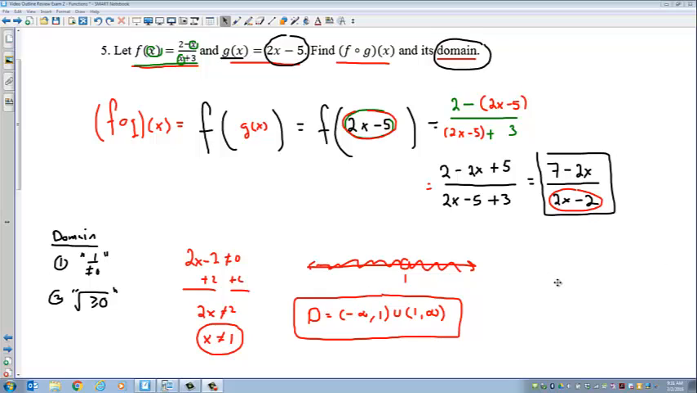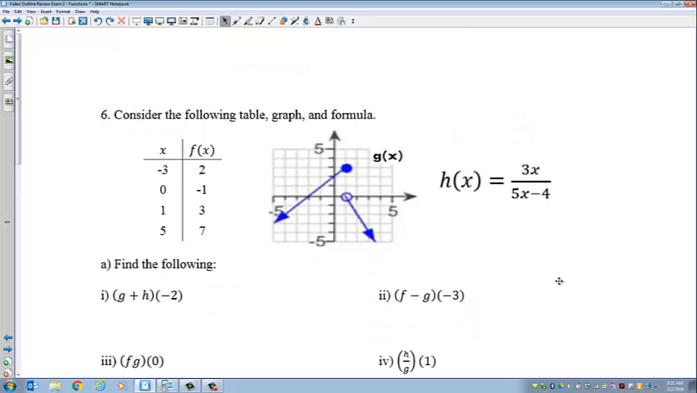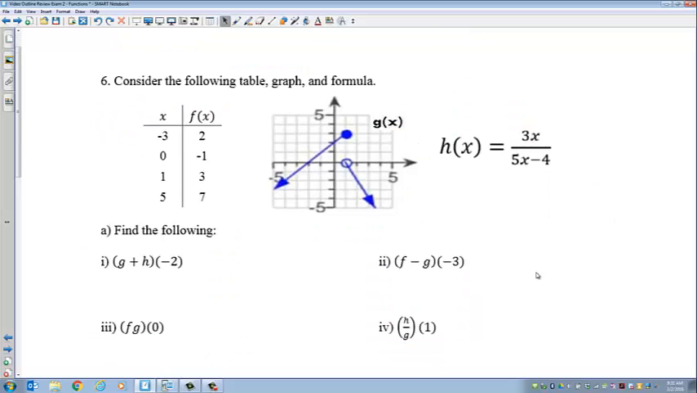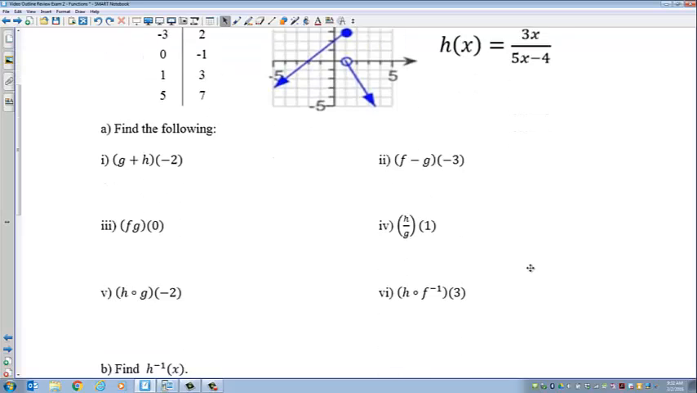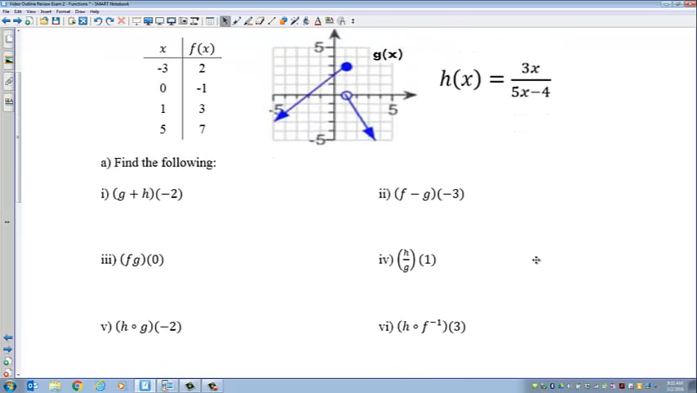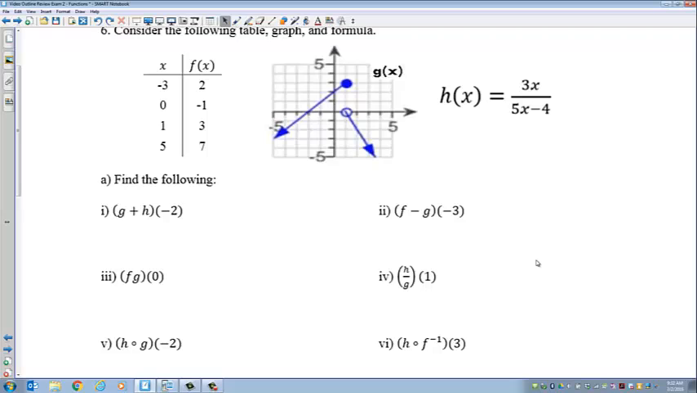All right, so moving on to the next problem. What do we have? Okay, so in this problem, we're going to work with a table, a graph, and a formula. And again, we're doing the algebra of functions, so we want to, how do we add, subtract, multiply, divide, and compose? So let's go through each of these, and basically the first step is just translating what this says.